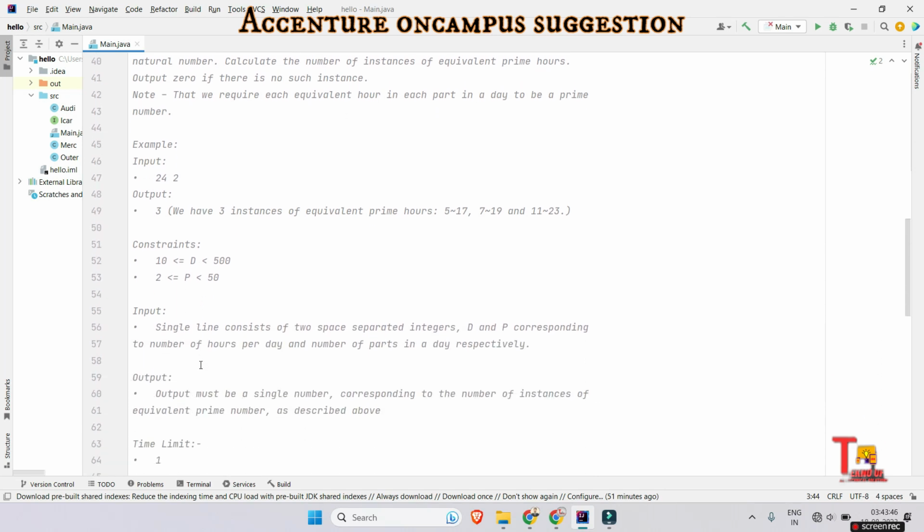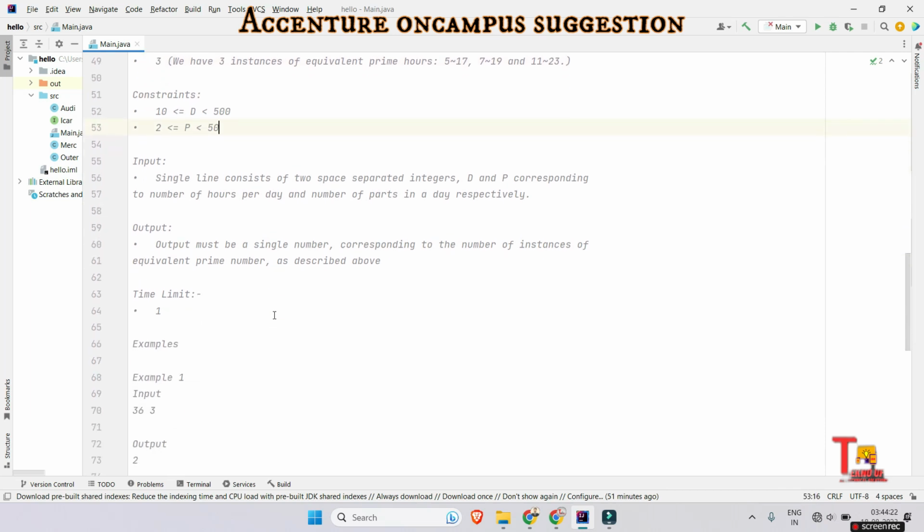Here is the example: a 24-hour, two-part day. So the output will be 3. Here we have 3 instances such that both corresponding hours are prime. 5 o'clock and 17 o'clock, and 7 o'clock and 19 o'clock are equivalent in the same day, separated by two parts. So 11 is also prime, 23 is also prime. So the output is 3.